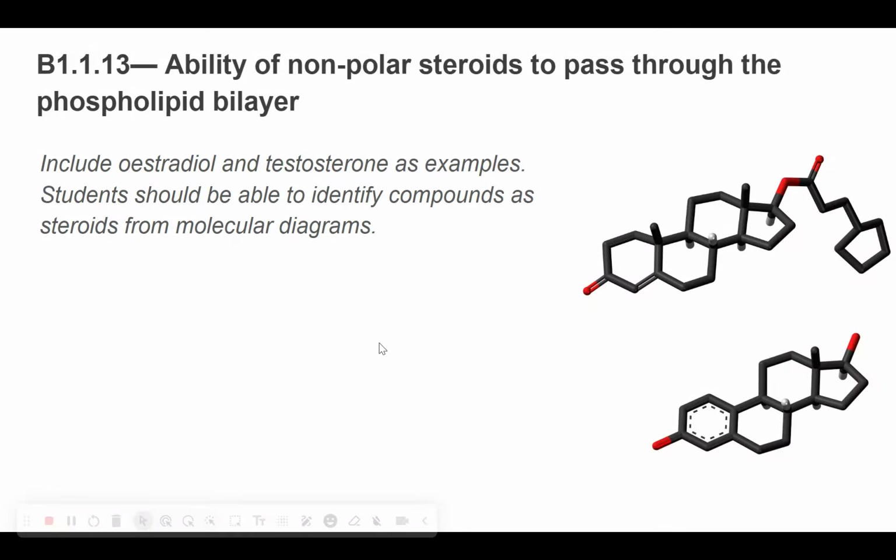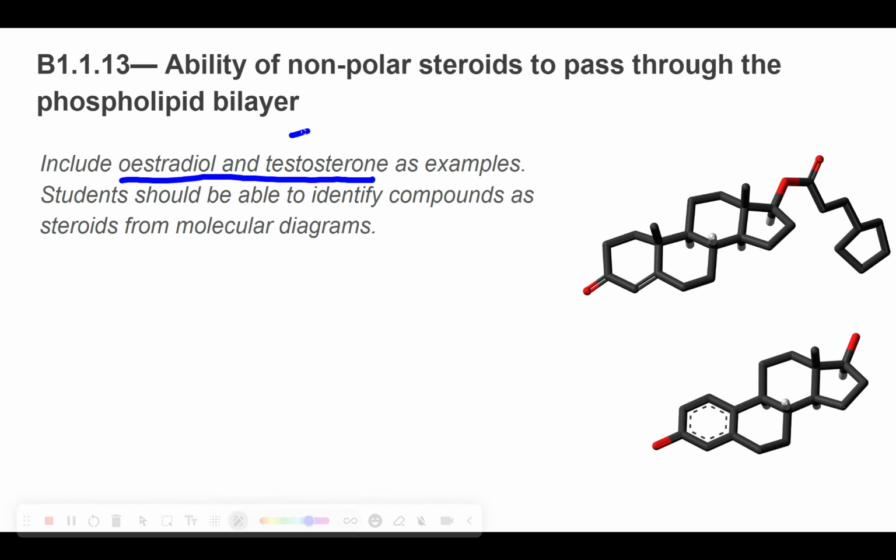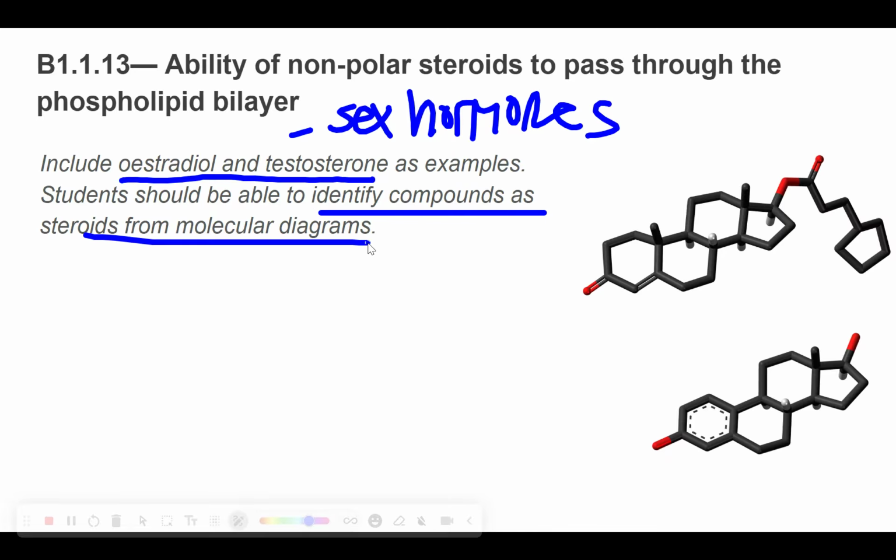All right, and the last point of information is the ability of non-polar steroids to pass through the phospholipid bilayer. So this has to do with fats because steroids are lipid hormones. We will talk a little bit about estradiol and testosterone as examples. Both of these you probably recognize as what people commonly refer to as sex hormones. Signaling molecules that decide primary and secondary sexual characteristics, and they are both similar in shape, and students should be able to identify compounds as steroids from molecular diagrams.